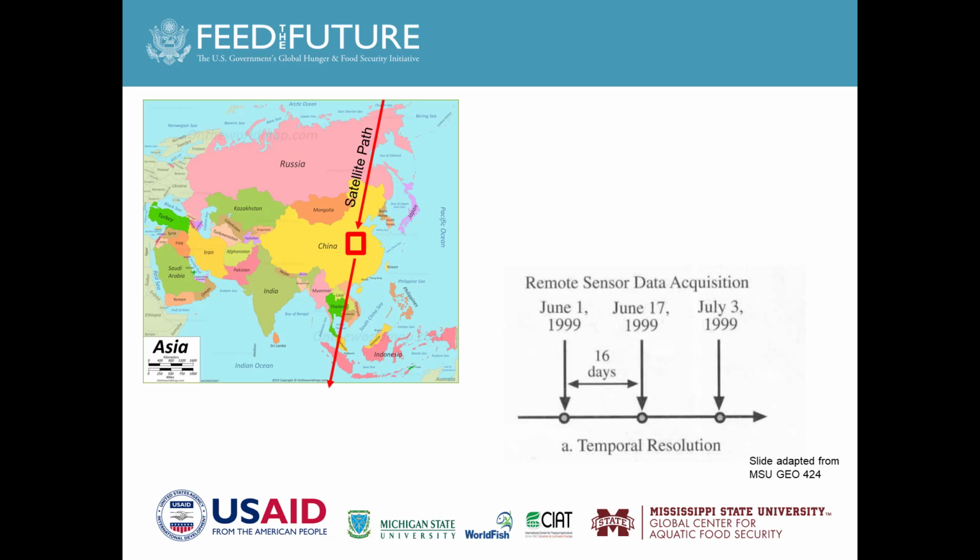China? So on the right side of the screen we have an example timeline for remote sensor data acquisition. The day of the first image was June 1st, 1999, and then 16 days later, the satellite returns to the same location to take another image on June 16th, 1999. And it goes on another 16 days, so on and so forth. And so we would say here that the temporal resolution is 16 days.